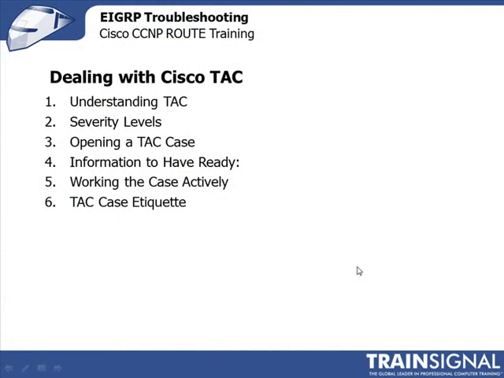No discussion of troubleshooting would be complete without outlining and understanding the whole process of dealing with Cisco TAC, namely the Cisco Technical Assistance Center. So I want to take a moment to go through the process of understanding what TAC is about, severity levels, a little bit about opening a TAC case, specifying information to have ready, how to work the case actively, and a little bit about TAC case etiquette.